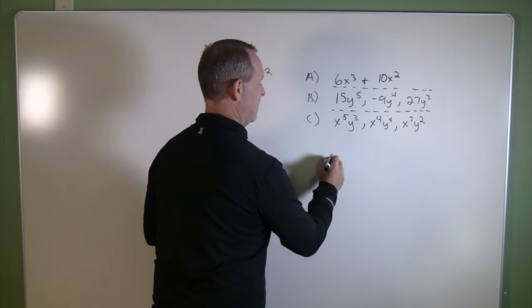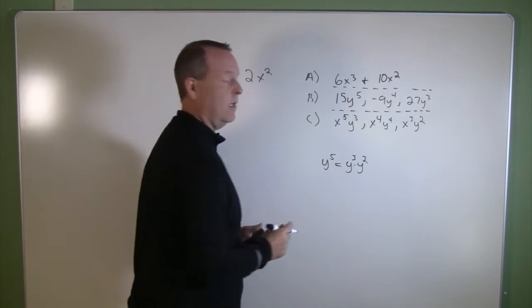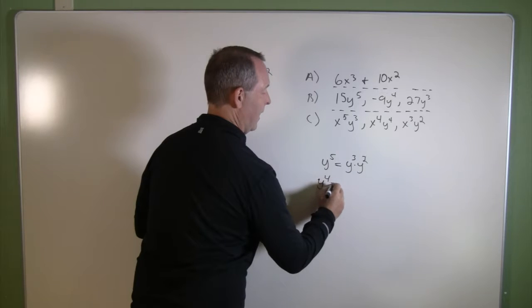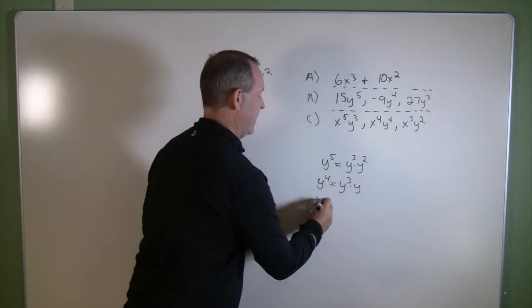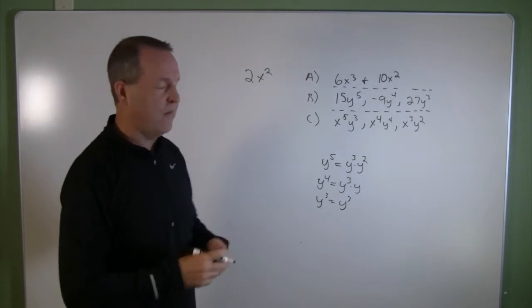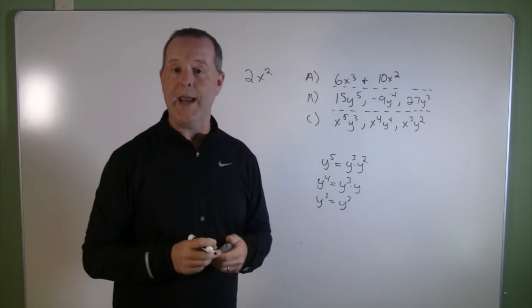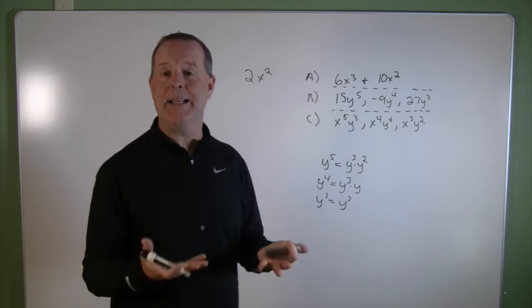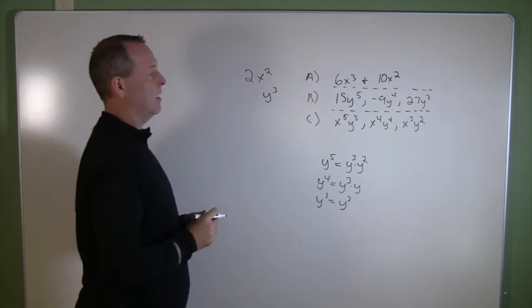Y to the fifth is the same thing as y cubed times y squared. Y to the fourth also can be written as y cubed times y, and then I have a y cubed, which also can be written as just itself, y cubed. So if I break it down that way, you can see that in each of these, what's common is y to the cubed, y to the third. And that's my greatest one. So y cubed is my greatest common factor.